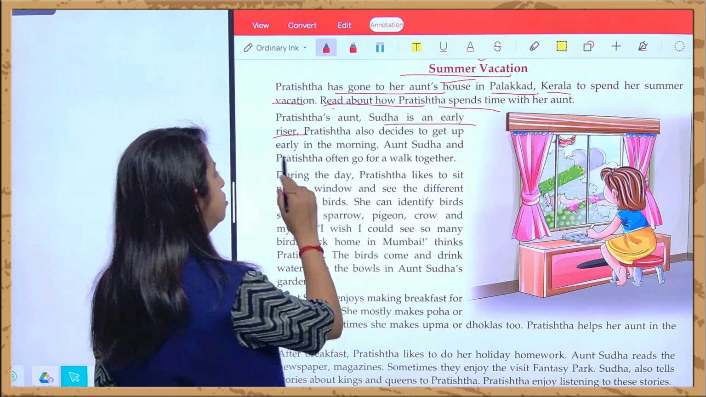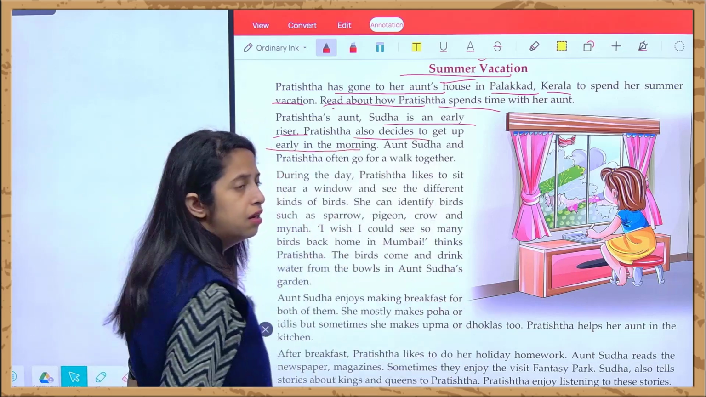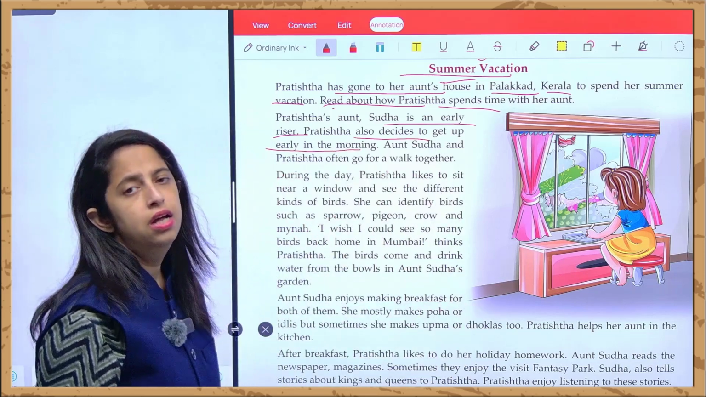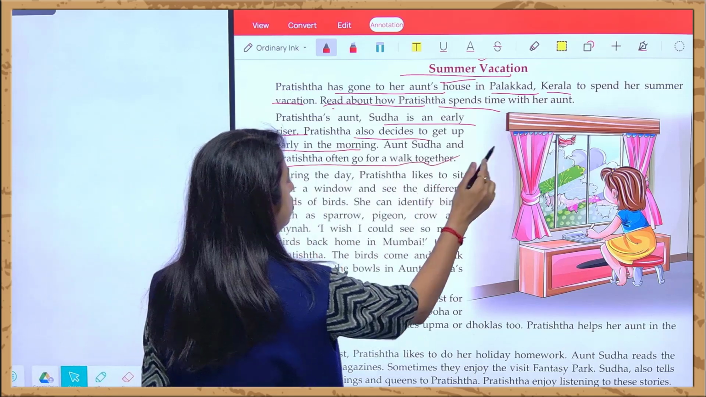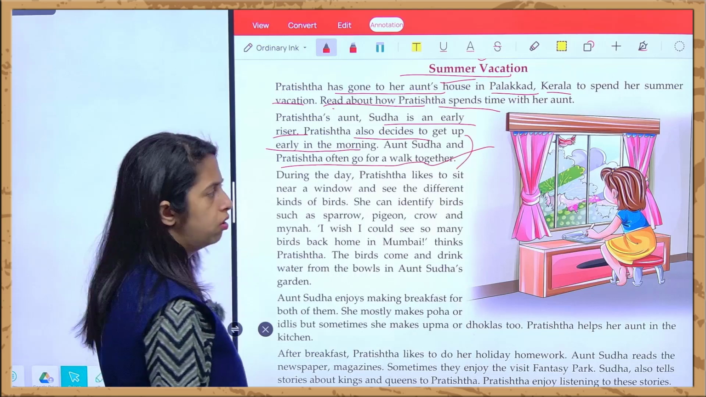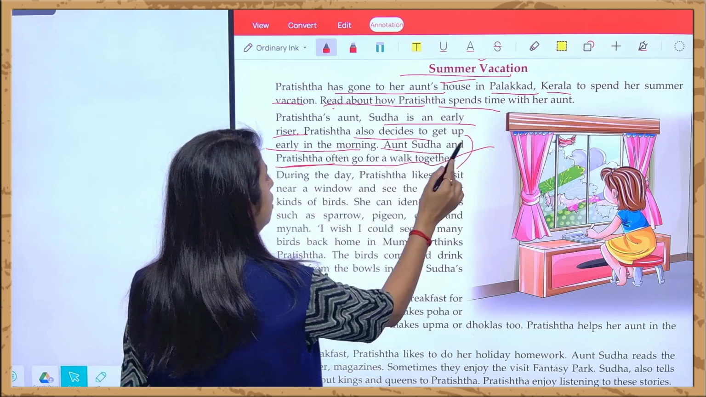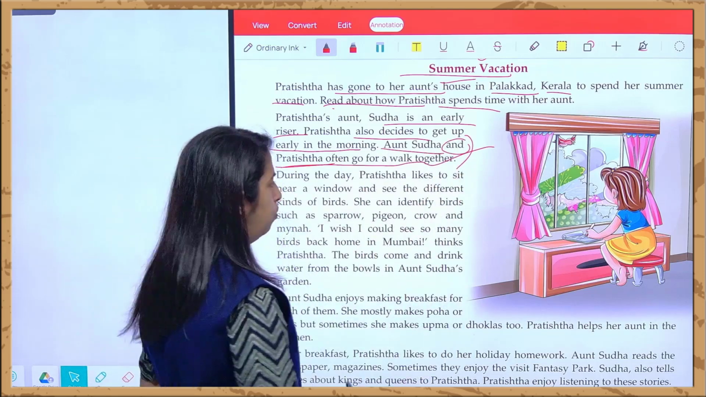Pratishtha also decides to get up early in the morning. Like her aunt, she also decided that she will wake up early in the morning. And Sudha and Pratishtha, they both often go for a walk. देखिए, दोनों की बात हो रही है, that is why और conjunction दिया हुआ है.